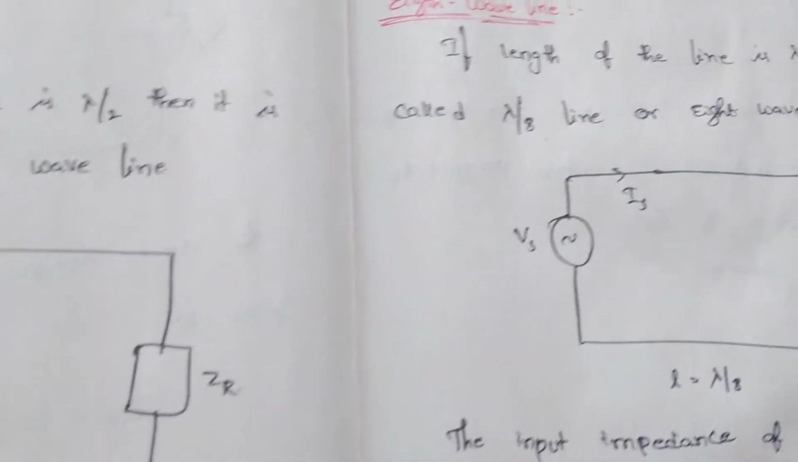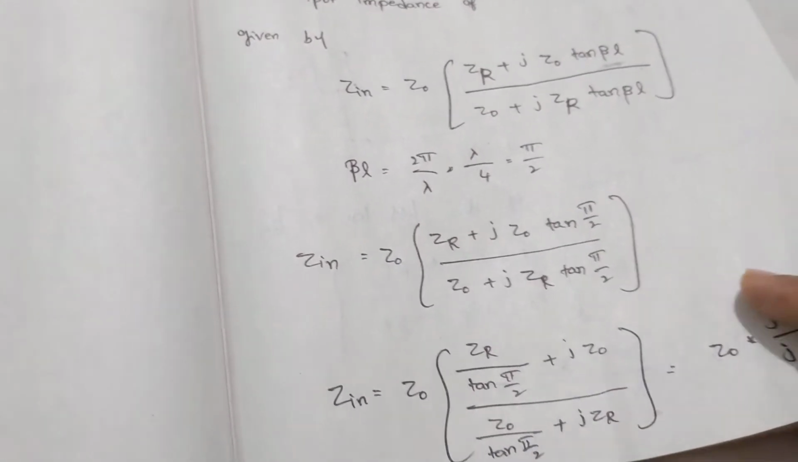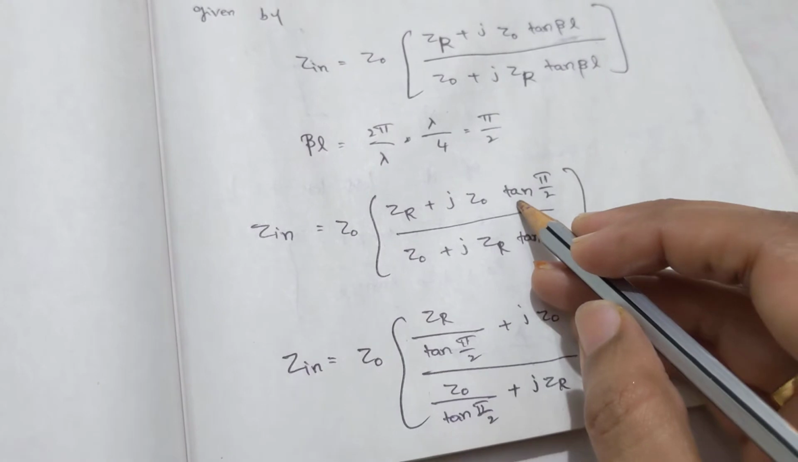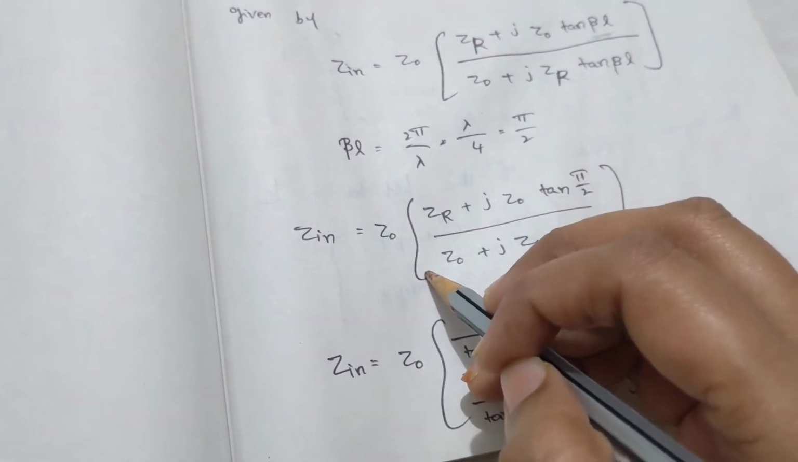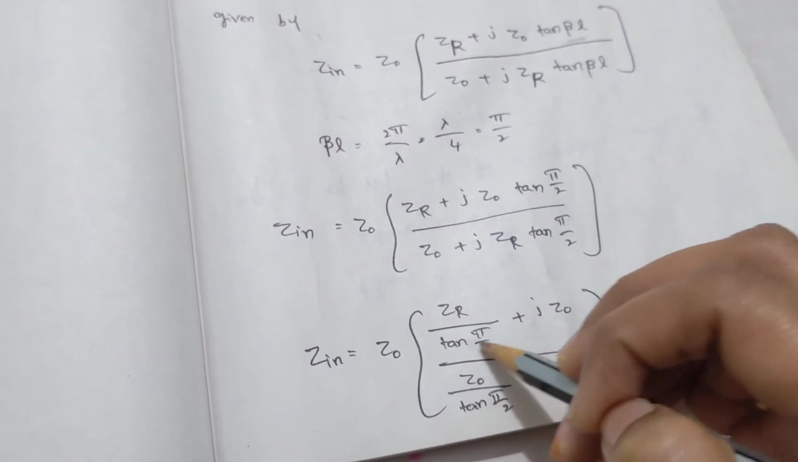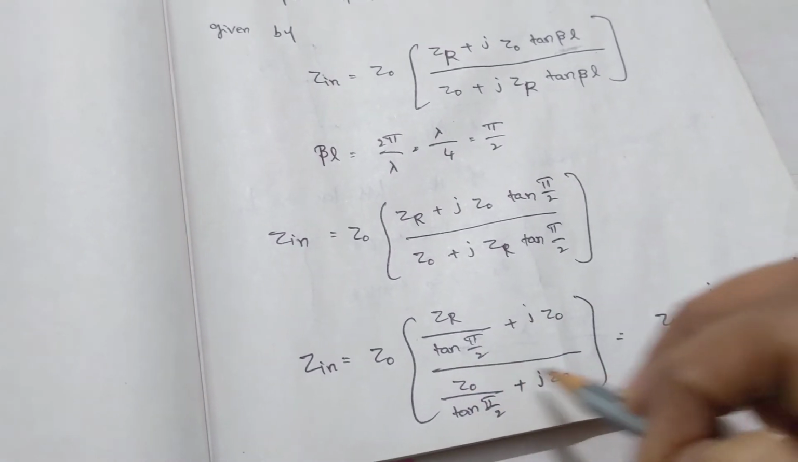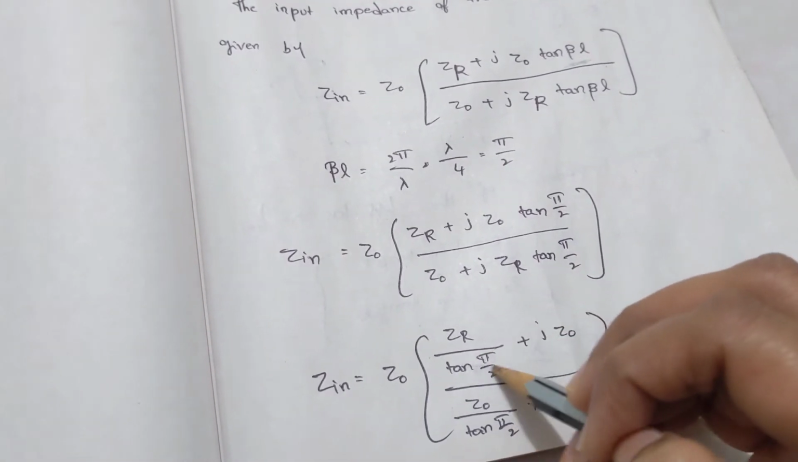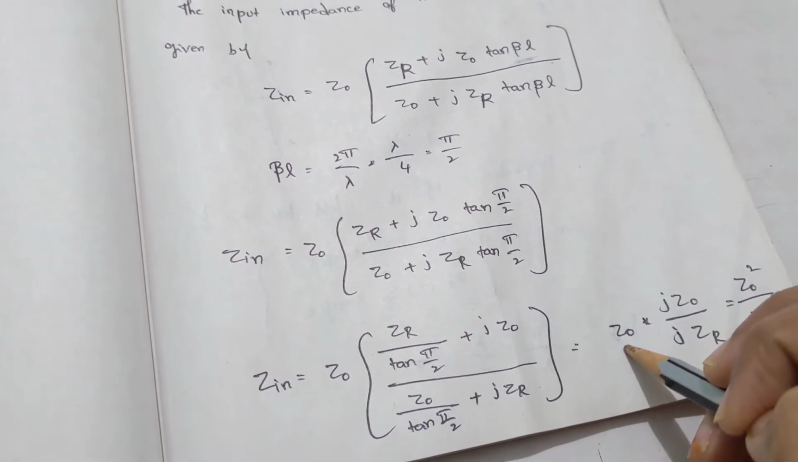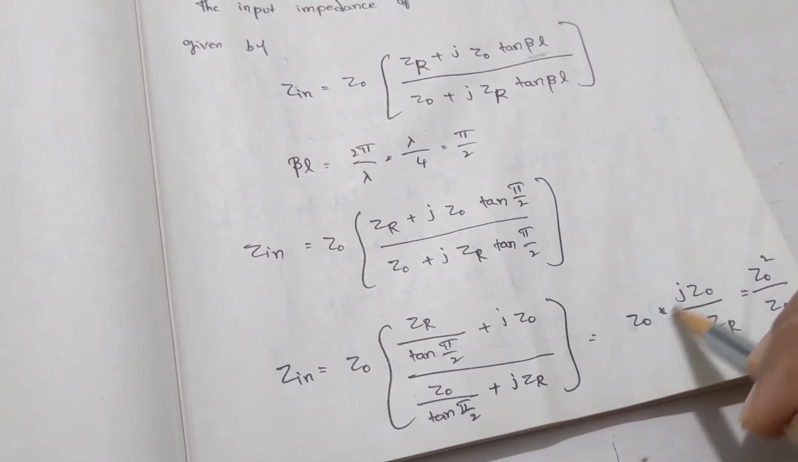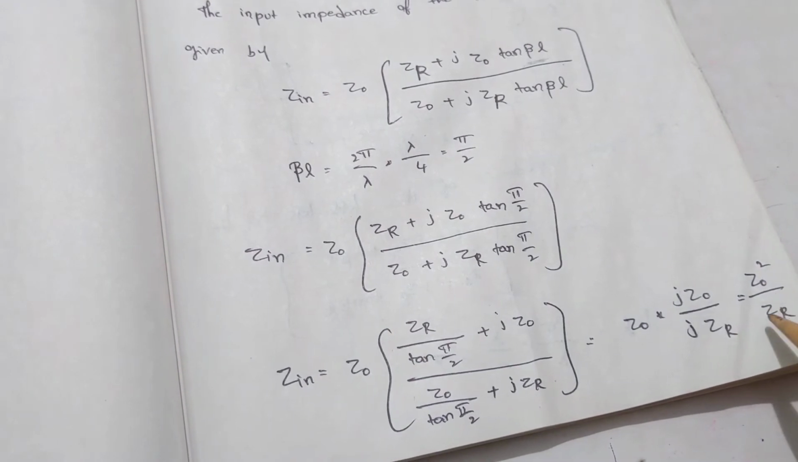When you have tan pi by 2, don't substitute the value infinity directly. Take tan pi by 2 common, so tan pi by 2 in the numerator and denominator cancel each other. The leftover term will be Z0 times Zr divided by tan pi by 2 plus j Z0, divided by Z0 divided by tan pi by 2 plus j Zr. Now substitute tan pi by 2 as infinity, so we get j Z0 divided by j Zr. The j's cancel. So the Zin value is nothing but Z0 square divided by Zr.